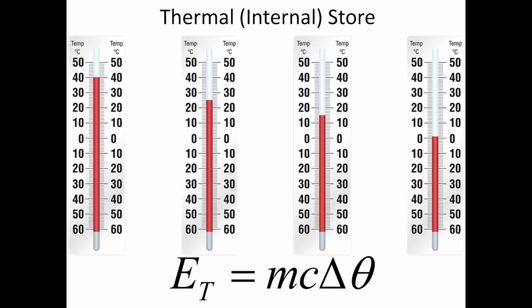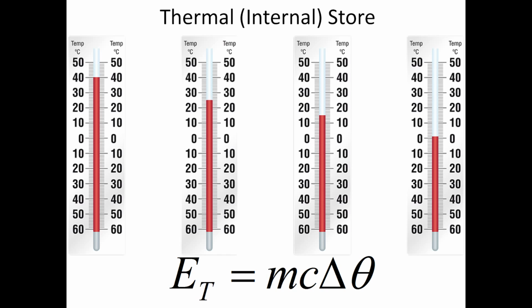Thermal or internal store. This is the energy store associated with an object's temperature. Now we have an equation for this. We have E_T, which means energy thermal, is equal to mc delta theta, where m is the mass of the object, c is the specific heat capacity, which is a property that varies between different materials, and delta theta means change in temperature, where delta is change in and theta is temperature.